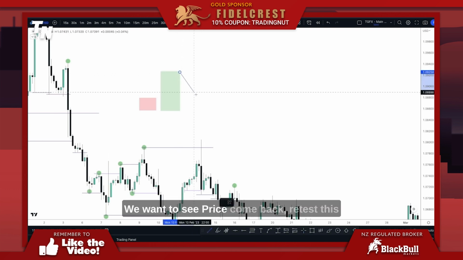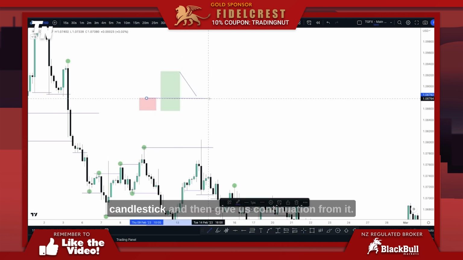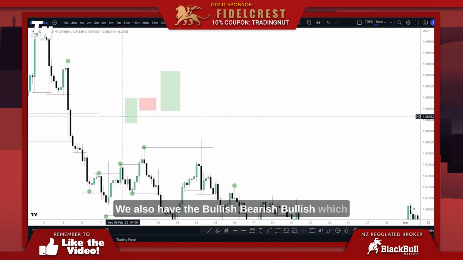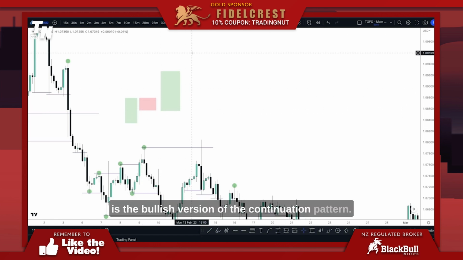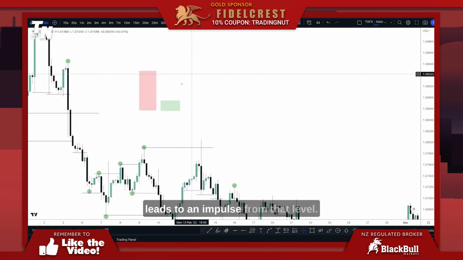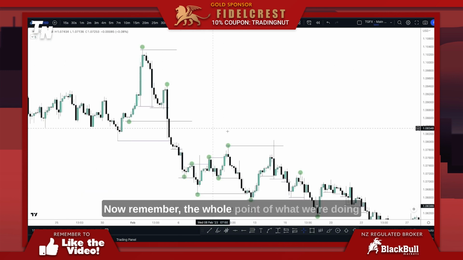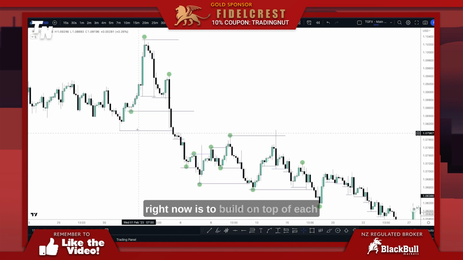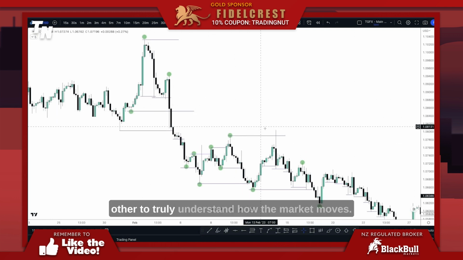Now vice versa, we also have the bullish engulfing pattern, and we want to see the same thing. We want to see price come back, retest this candlestick, and then give us continuation from it. We also have the bullish, bearish, bullish, which is the bullish version of the continuation pattern. And lastly, we have the bearish, bullish pattern with the smaller bullish candle, but which still leads to an impulse from that level. Now remember, the whole point of what we're doing right now is to build on top of each other to truly understand how the market moves.